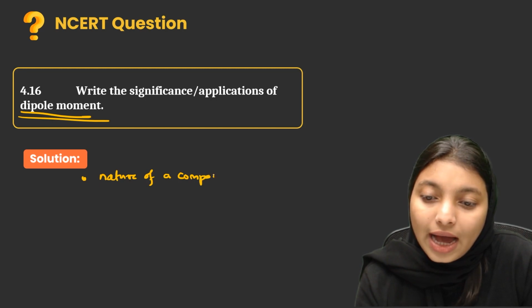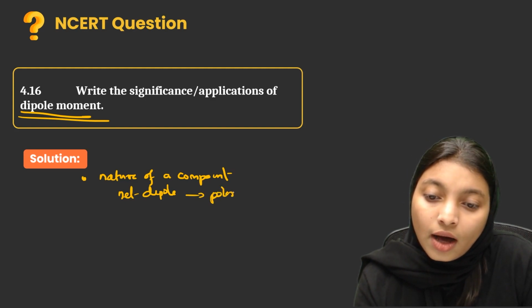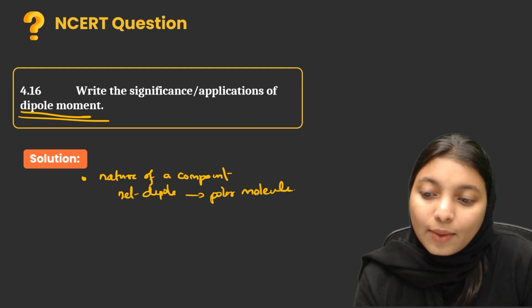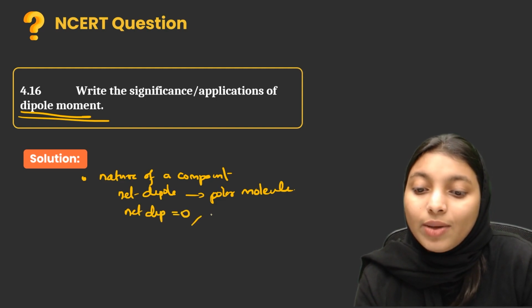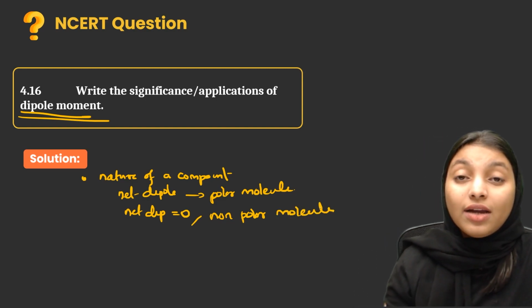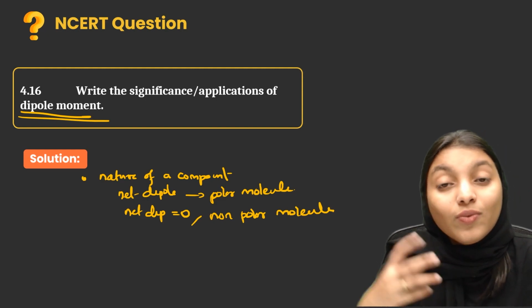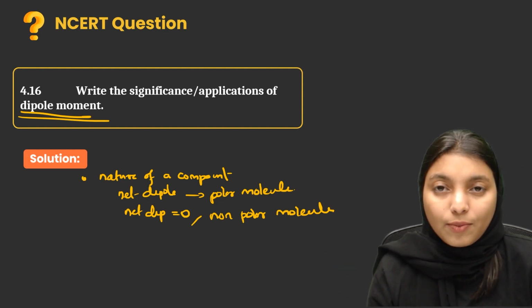If a compound has a net dipole moment, we can say it is a polar molecule. If the net dipole moment is equal to 0, then we can say it is a non-polar molecule. So based on the value of dipole moment, we can identify the nature of the molecule, whether it is a polar molecule or a non-polar molecule.